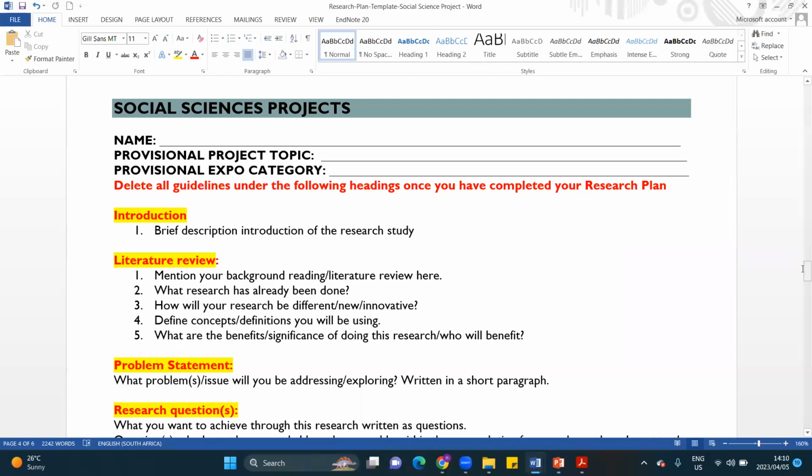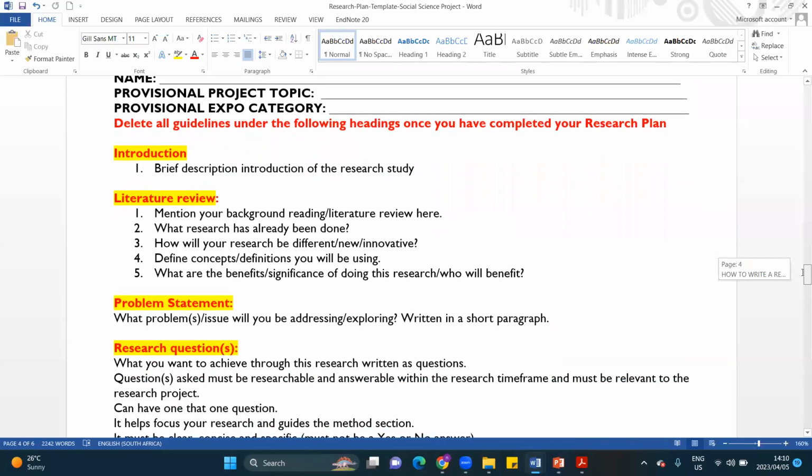Okay, so I'm just going to run through the headings, with some brief explanation, just to remind you of what must be done under each heading. And then we will look at a completed research plan. The first heading is the introduction, where you're giving one or two paragraphs, a brief description of what the research study is going to be all about. That's the introduction paragraph.